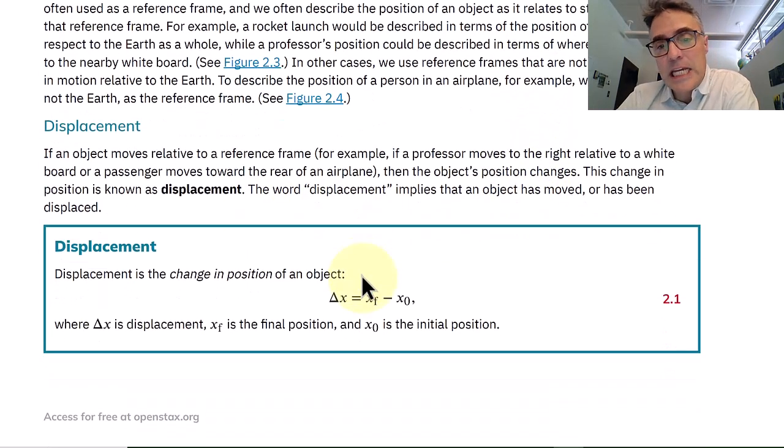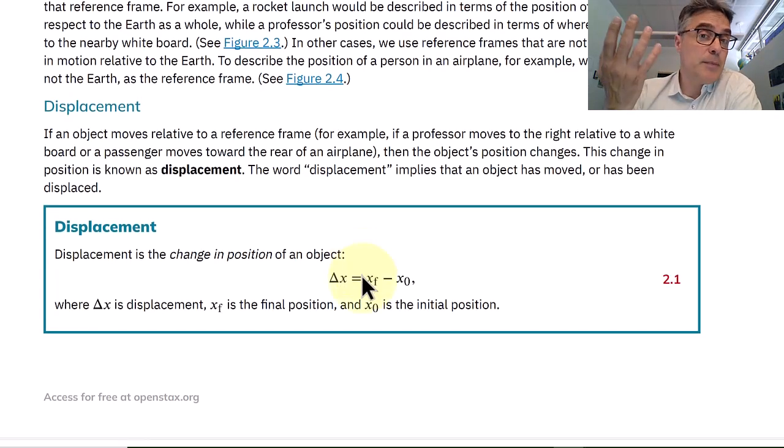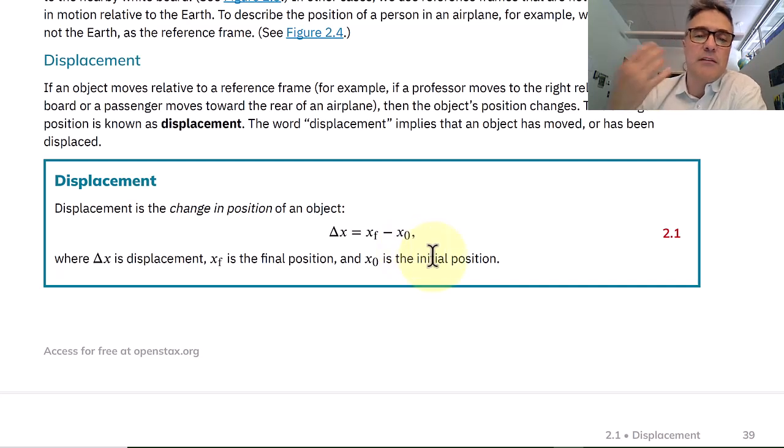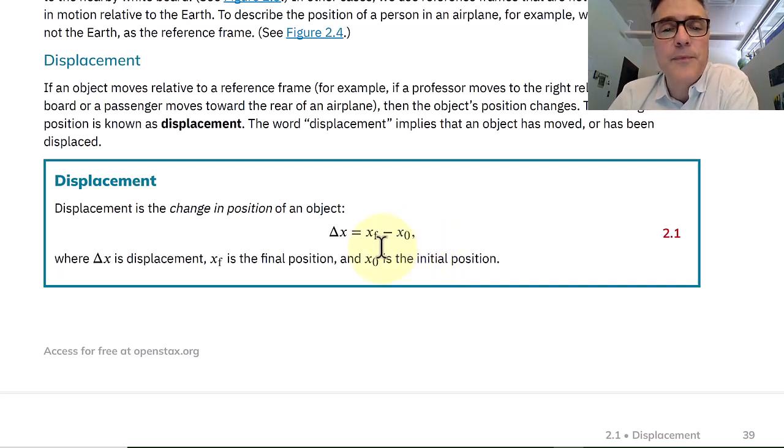Displacement means the change in position. Typically, it's going to happen over some time. And the equation here that's important is delta x equals xf minus x0. So xf and x0, those are the final and initial positions. These little subscripts refer to final, and 0 just refers to initial. It means like the zero time position. So final minus initial gives you, this triangle is called delta, so it means the change in x, delta x.